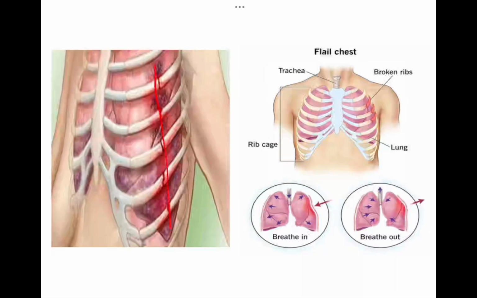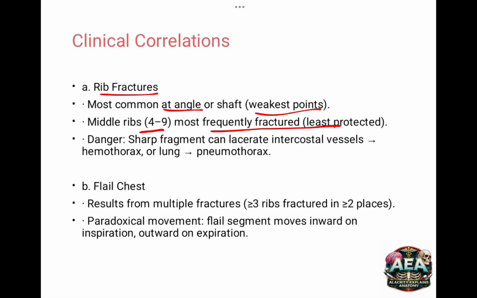These are rib fractures. It can be a fracture at the angle of the ribs, and it has a lot of danger attached to it. The sharp fragments may lacerate the intercostal vessels and cause a hemothorax, or may affect the lungs and cause a pneumothorax. A pneumothorax means air in the lungs, while a hemothorax means blood in the lungs.